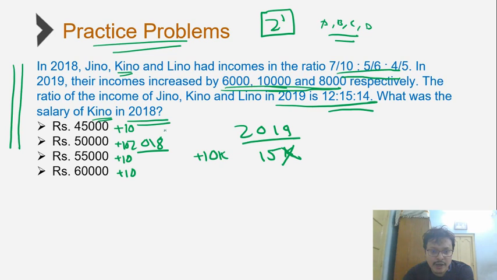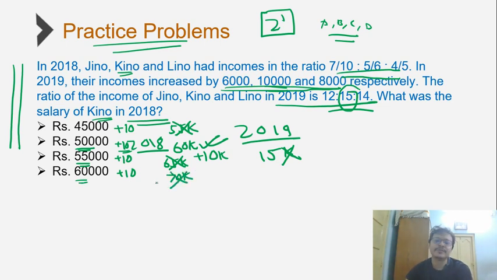So if I look at the first option, 45,000 plus 10,000 is 55k, which is not a multiple of 15. 50,000 plus 10,000 is 60,000, which is indeed a multiple of 15. So option B is possible. 55 plus 10 is 65k, which is again not a multiple of 15. 60,000 plus 10 is 70k, which is again not a multiple of 15.